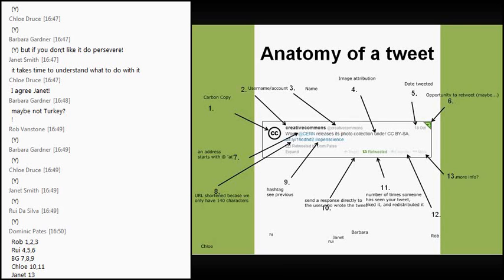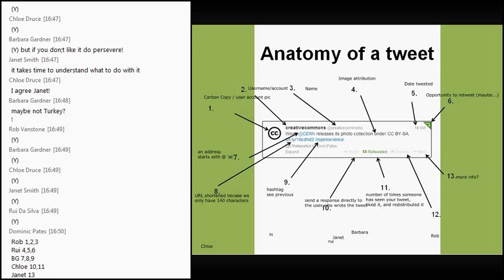Barbara at number 7 is saying that an address starts with an @. Number 8 is that the URL is shortened because we only have 140 characters, that's right. And number 9 is for a hashtag, which we've already covered. Chloe at number 10 is what you use to send a response directly to the user who wrote the tweet. And it shows the number of times someone has seen your tweet, liked it, and redistributed it. Number 11, Janet, I should have given you 12 as well. Number 13 is what you can use for more information. Excellent, thank you all very much for that.